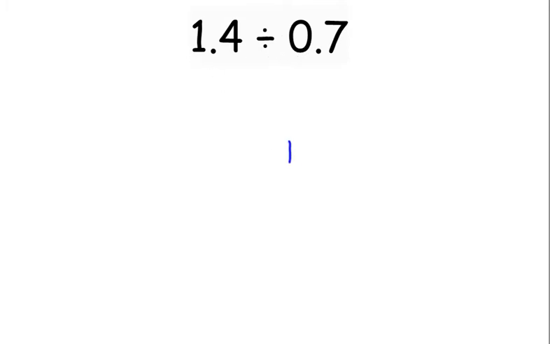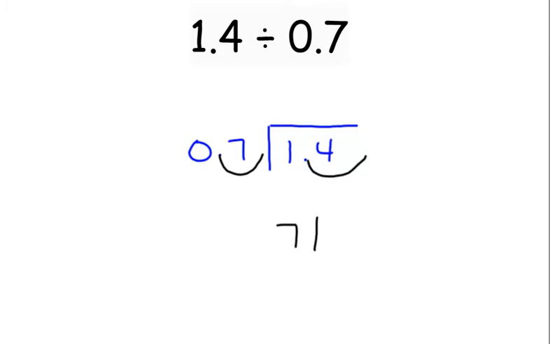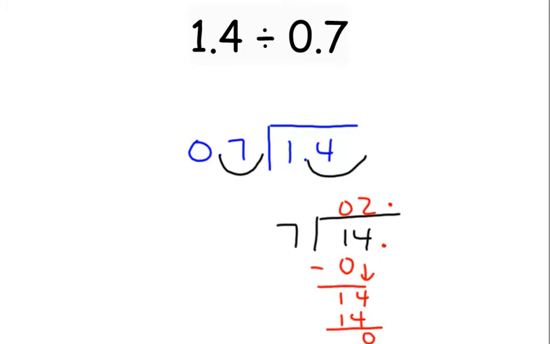So my 1.4 goes inside the division bar. My 0.7 goes outside. So I move this to the right once. This guy goes to the right once. So I have 7 on the outside, 14 on the inside. This one's pretty easy. 7 goes into 1. Oops, and I have my decimal. I always forget my decimal. 7 goes into 1 0 times. 0 times 7 is 0. Subtract. Bring down the 4. 7 goes into 14 twice for 0. So my answer here is 2.